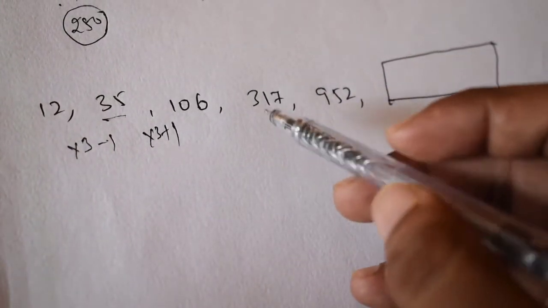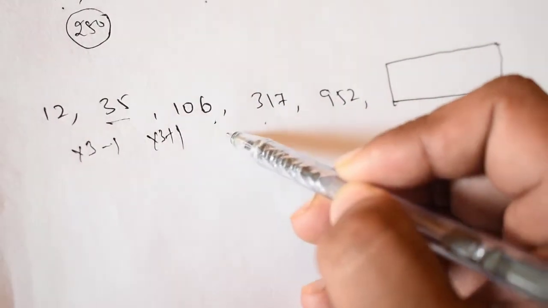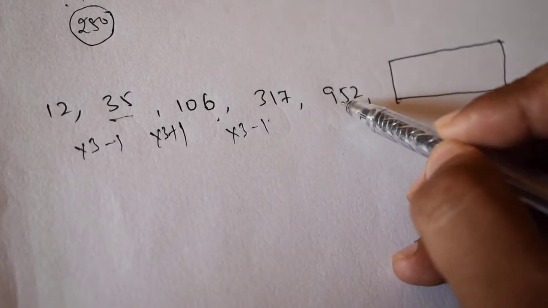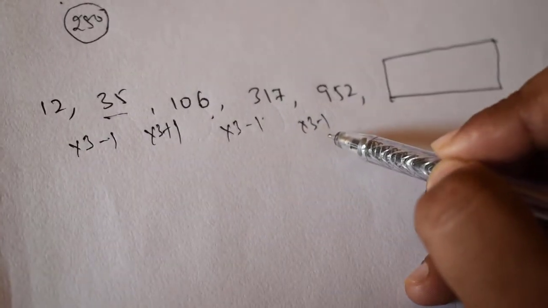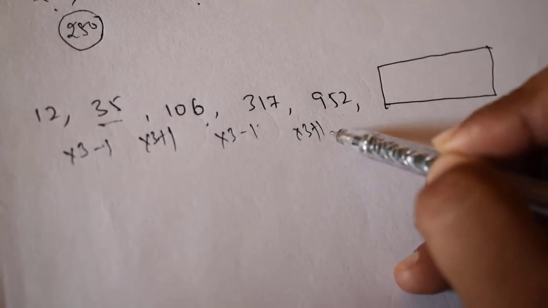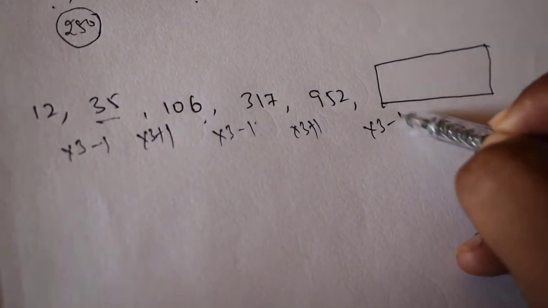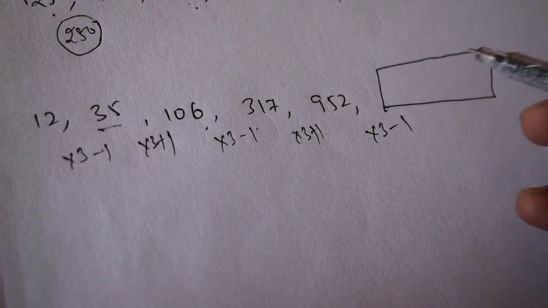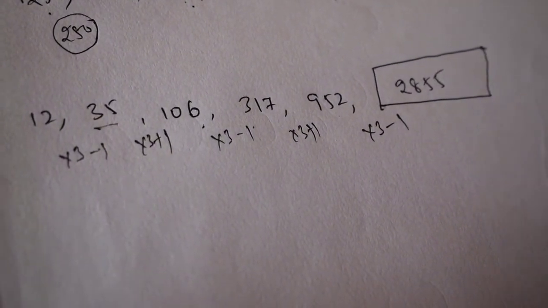Let us see if this follows here. 106 into 3, it's 318 minus 1. Yeah, it's following. Into 3 minus 1. Then 317 into 3 minus 1 should be 952. Yeah, 317 into 3 is 951, and plus 1, it is 952. So the next term will be into 3 minus 1. So 952 into 3, it is 2856 minus 1. It is 2855. So it is following in order.